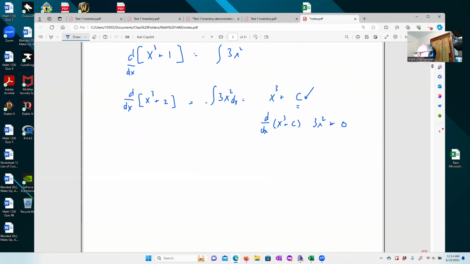Indefinite integrals, we don't have limits of integration. We don't have an A and a B sitting here. So right now, we're only going to be working with indefinite integrals. You don't have to worry about the A and the B. It's going to have a C. Okay. So that's the little first start here.